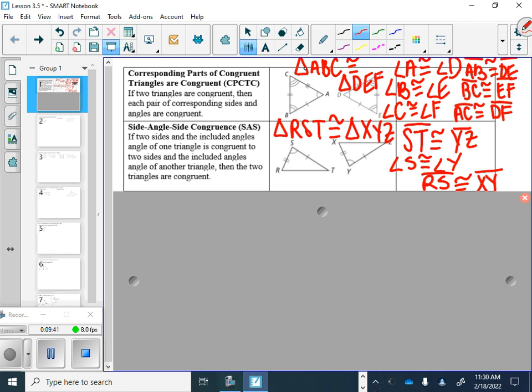Alright, notice that when I've been naming these triangles, it's been in alphabetical order. It does not have to be, okay? I could have said that this was triangle STR, but I would have had to name this one YZX, because the corresponding parts have to be in the same position in that name. Okay, so you just have to be consistent. Whenever you name one of them, you gotta name the other the exact same.